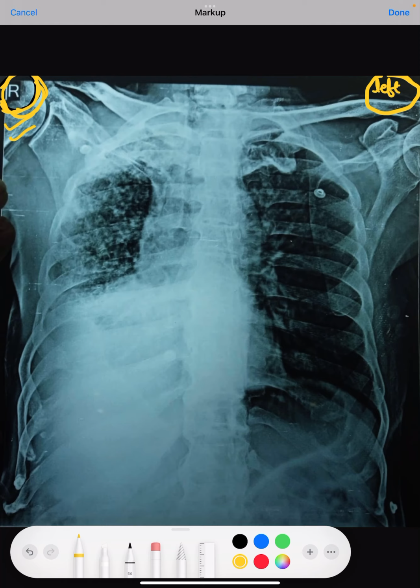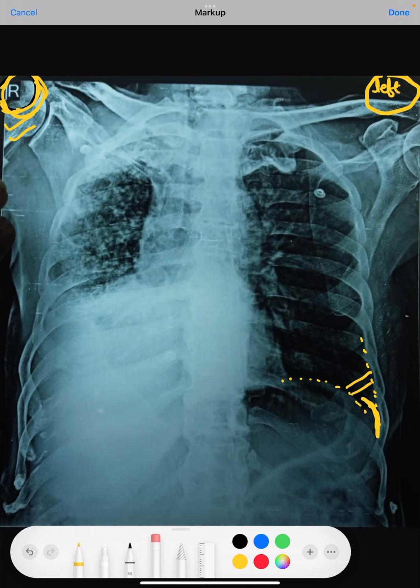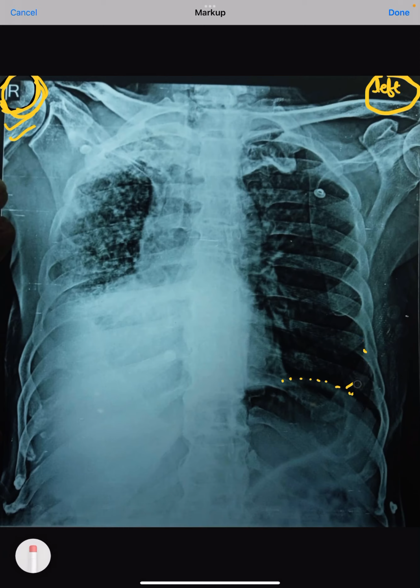So as we can see, this is the angle, and this is very crystal clear. This is the costophrenic angle, which means this is more of a diaphragm shadow, and this is a rib shadow. So this is, in short, the costophrenic angle, and this is completely clear. Clear means there is no fluid in here. So this is clear, which means effusion is not there at all.